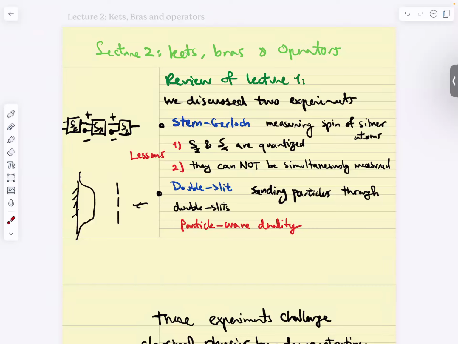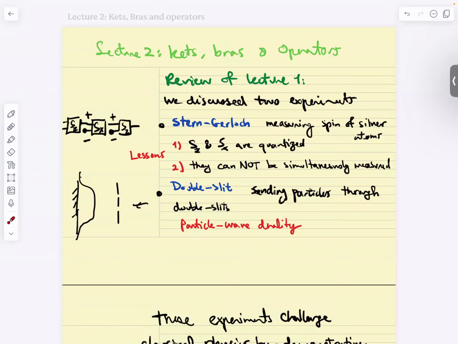So the point of this experiment, not only it confirmed this picture that measurements could affect the behavior or characteristics of the particles, I guess, degrees of freedom.